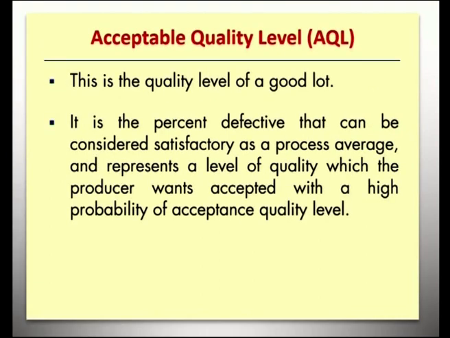Now, we will discuss various concepts regarding acceptance sampling inspection plans. The first one is AQL, that is, acceptable quality level. This is the quality level of a good lot. It is the percent defective that can be considered satisfactory as a process average, and it represents a level of quality which the producer wants accepted with a high probability of acceptance. It is called AQL.